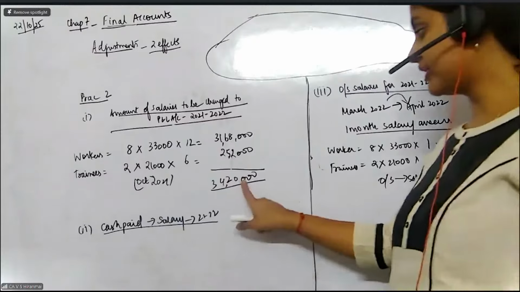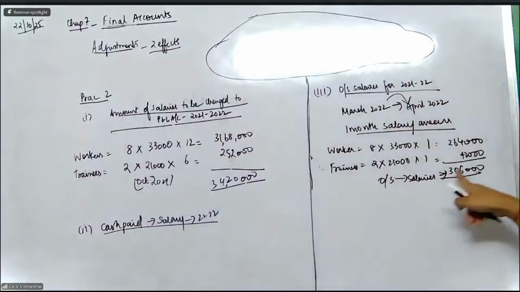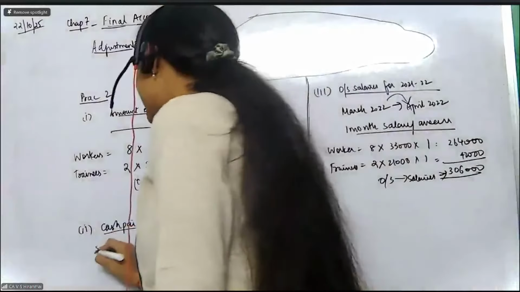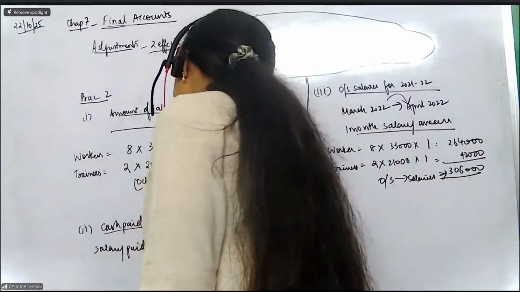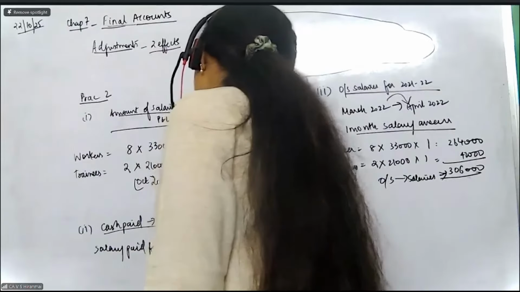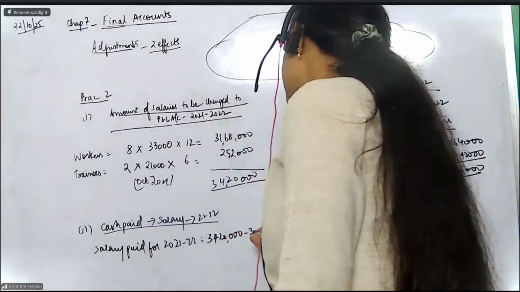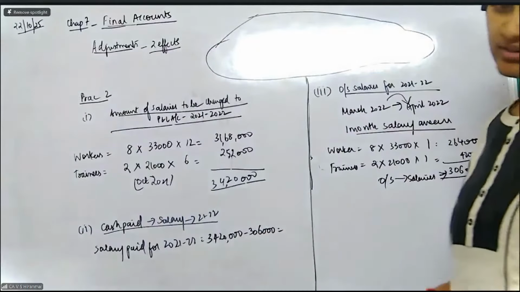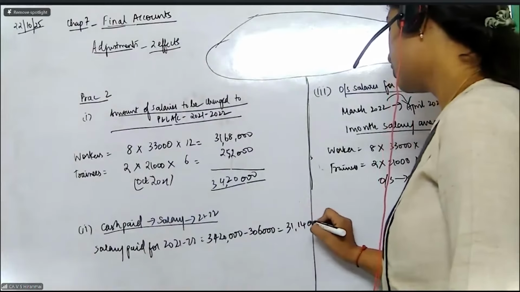Total taken is 34 lakh and 20,000. In that, unpaid is how much? 3 lakh and 6,000. So if you minus these two, you will get the salary paid for 21 and 22. It is 34 lakh and 20,000 minus 3 lakh and 6,000. So how much does this come to? It comes to 31 lakh and 14,000.